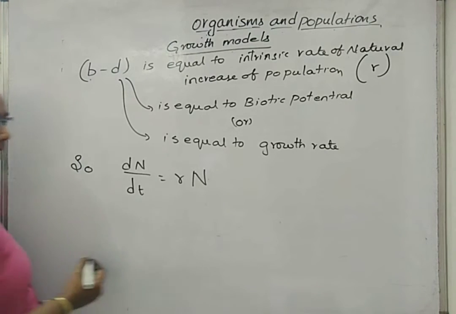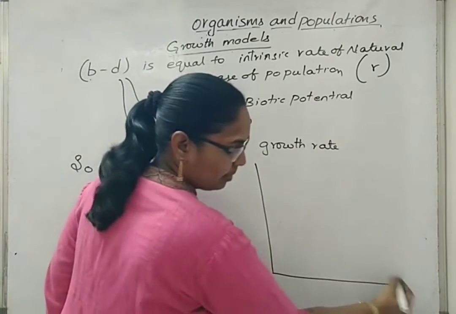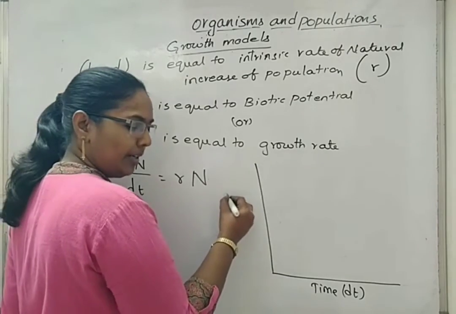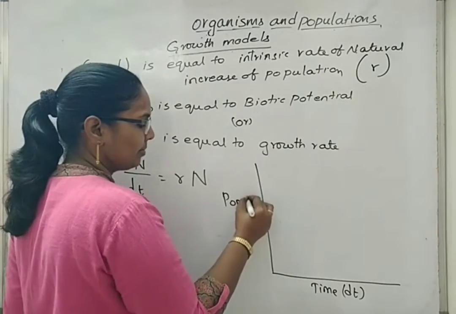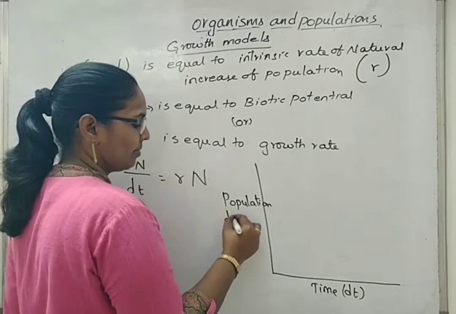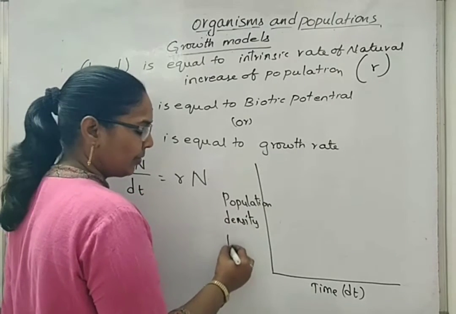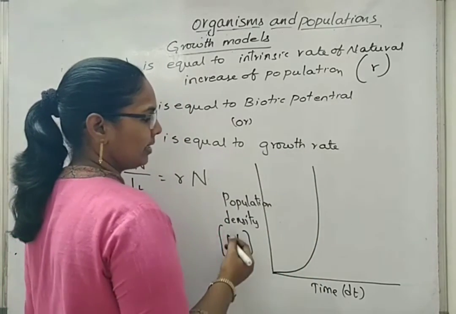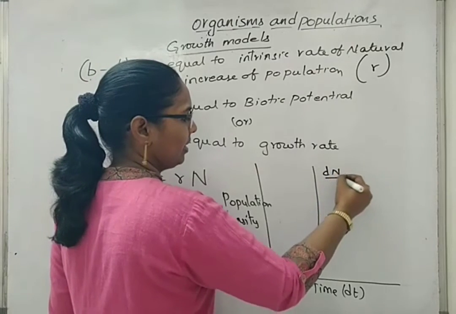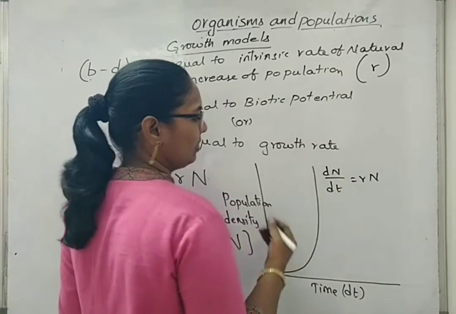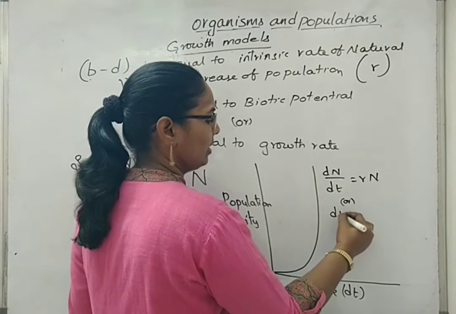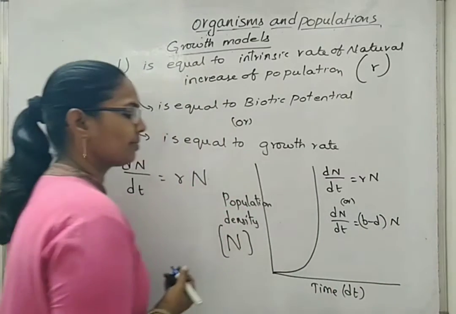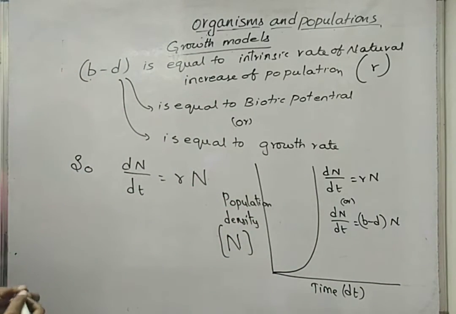This one we can represent in a graph form by taking time period, that is dt, and the population density, which we are indicating with capital N. Now the shape of the graph will be like this. So here we can write dN by dt equal to rN, or dN by dt is equal to b minus d N. This is about the graph.